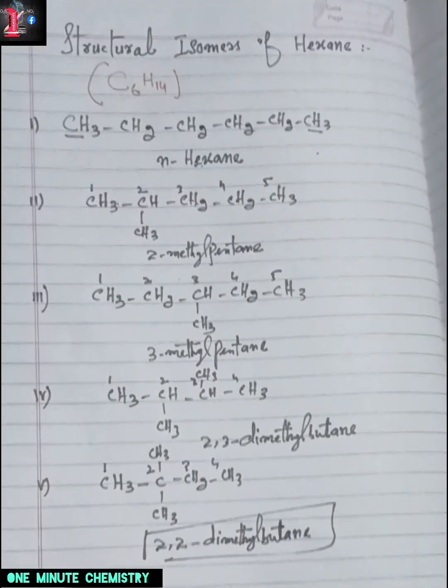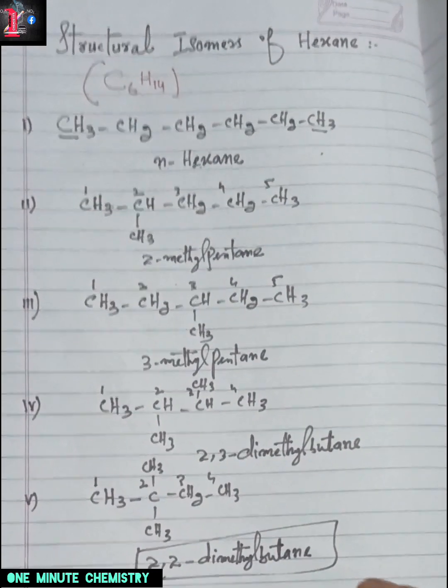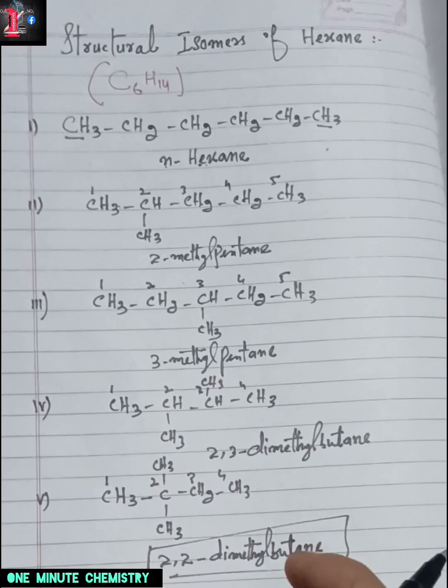So these are the structural isomers of hexane. I hope that this is clear to you. You might have comprehended this very well.